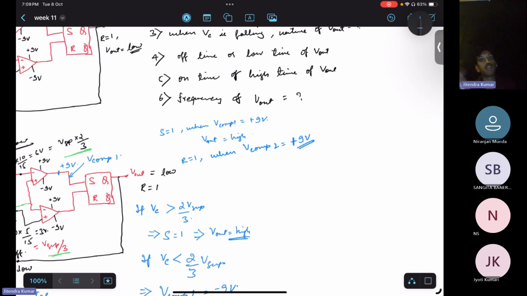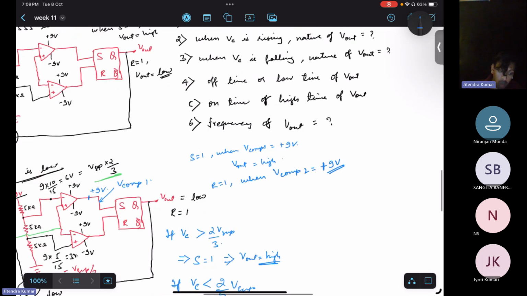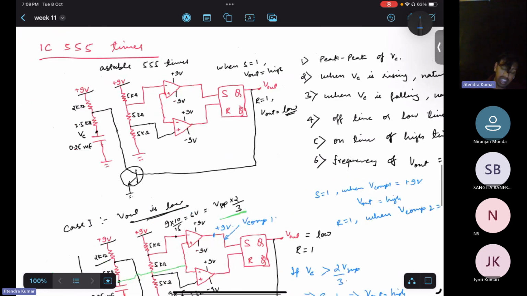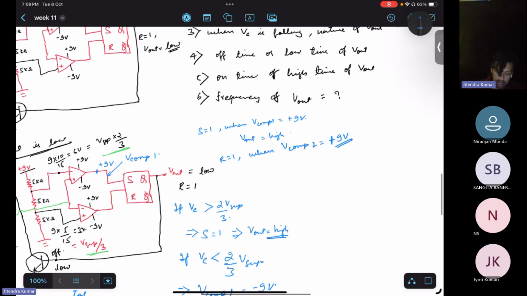Even if R is equal to 0, it doesn't guarantee that your S is equal to 1. So they are not complement of each other. Hence, we are not focusing on the negative. So we are focusing when the output of comparators are positive. When they are negative, then what will happen? That also we will see. Okay. Then in that scenario, our capacitor will be charging, but that we will see.